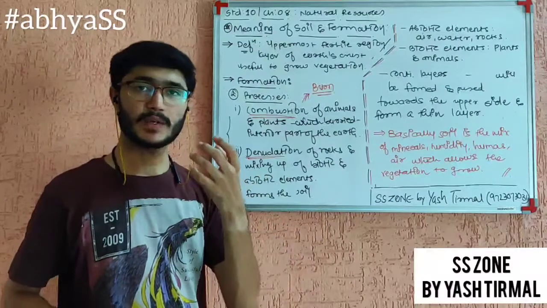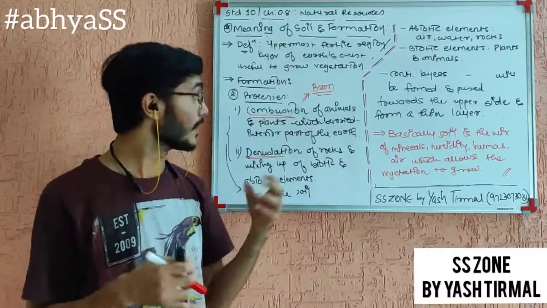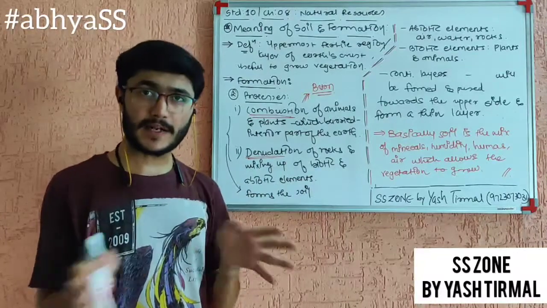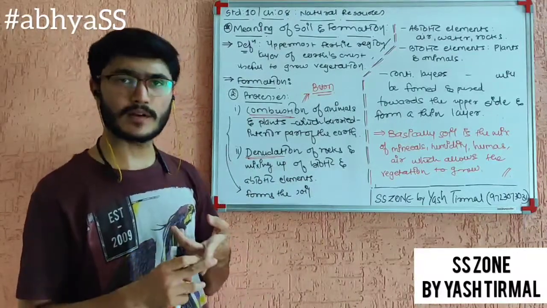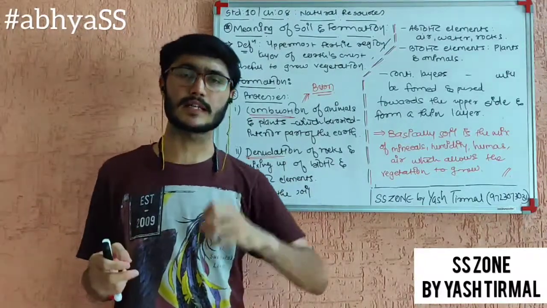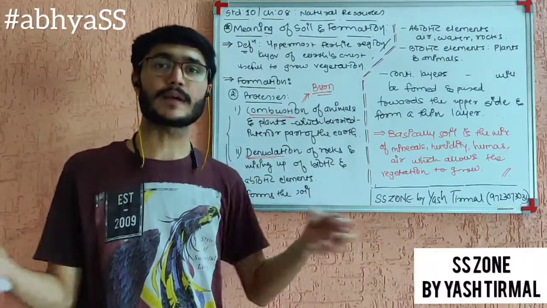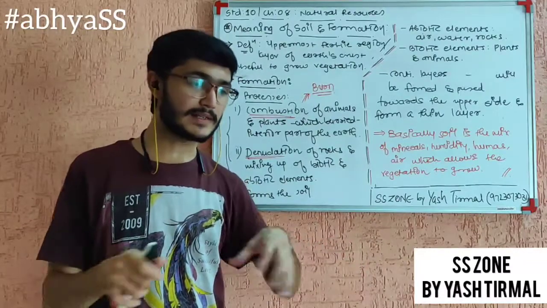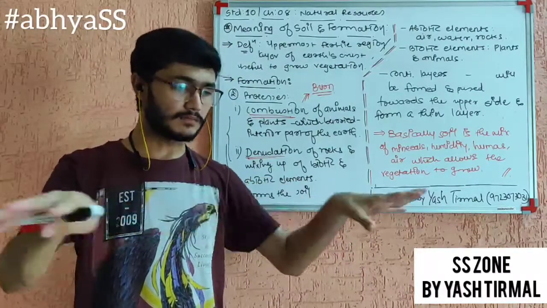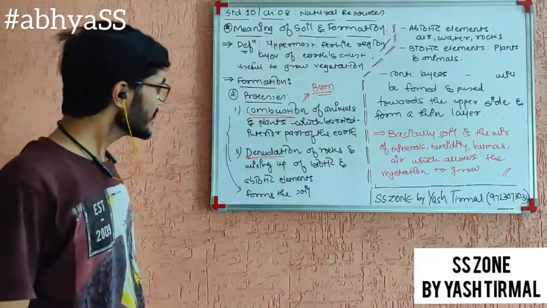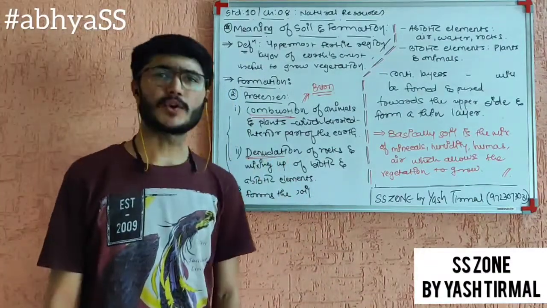Once it starts decaying, once it starts separating due to that heat, all the minerals and the essential elements which are there in the plant body or in the animal body will start separating out from the body, and they will go into the land surface. Clear?